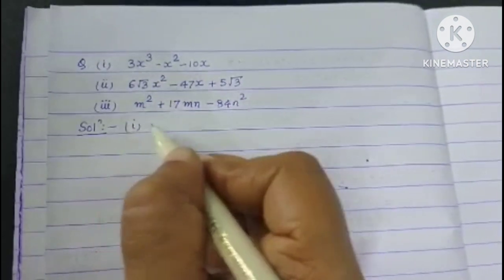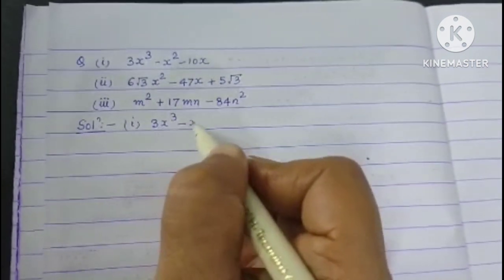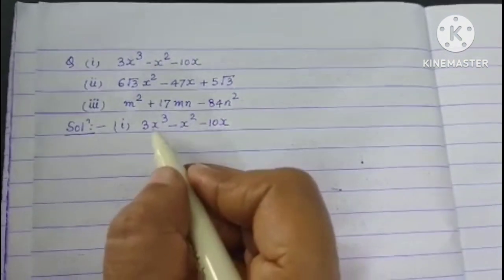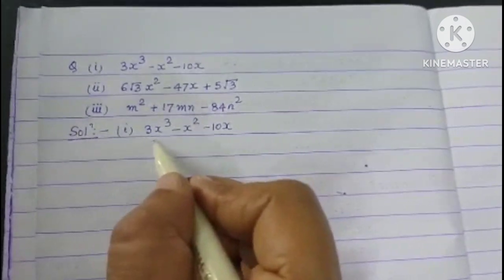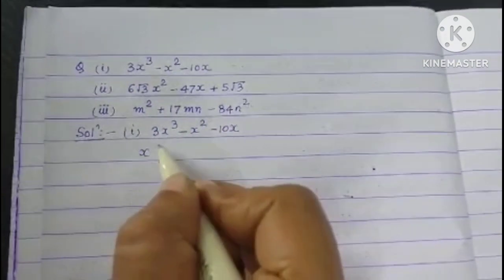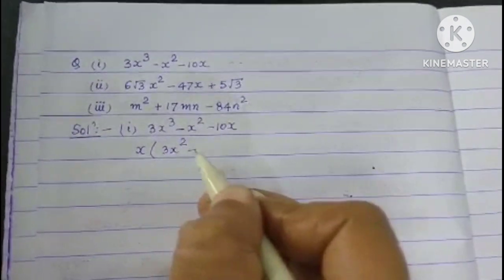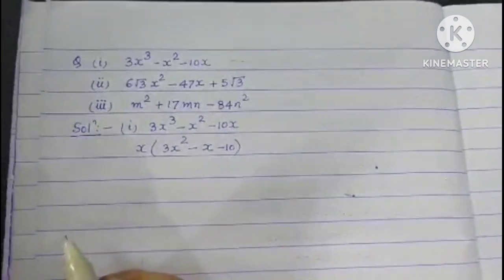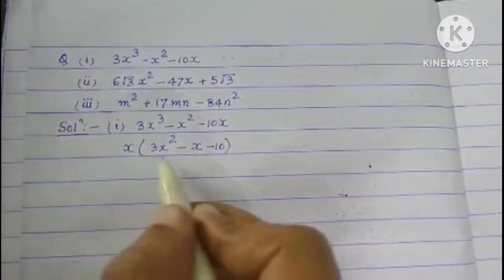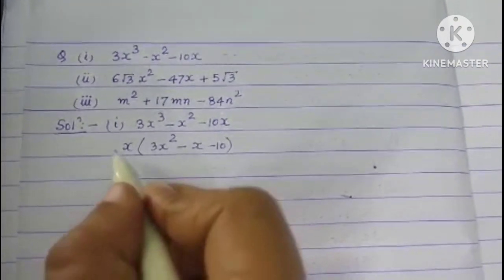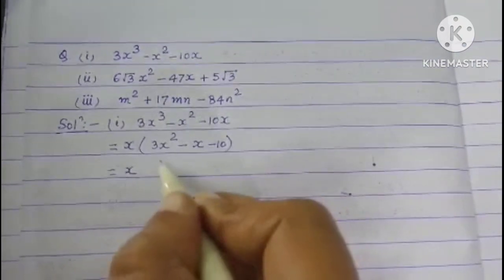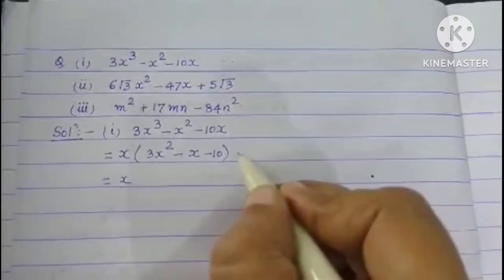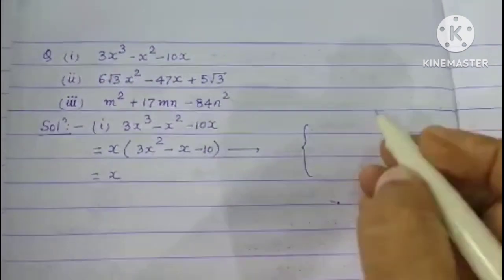So first one is 3x cube minus x square minus 10x. Okay, you cannot do directly anything from here, so let us take x common. You can see that x is common, so let us take x common. So it will become 3x square minus x minus 10. Okay, now let us keep this aside and focus on this polynomial. That will be equal to x, and we have to find out p and q from here, and we have to arrange this thing. Okay, so I am doing it here.